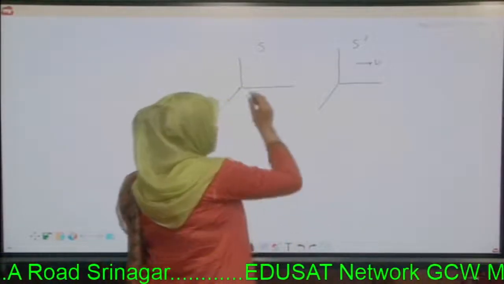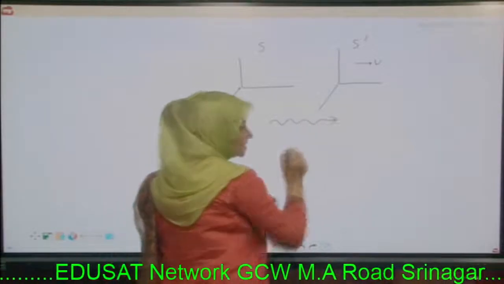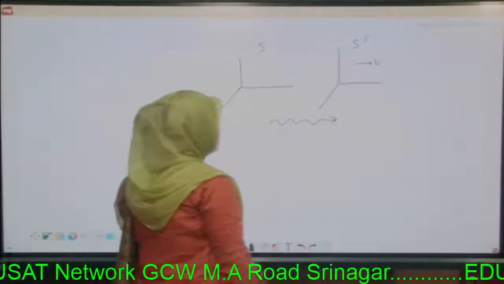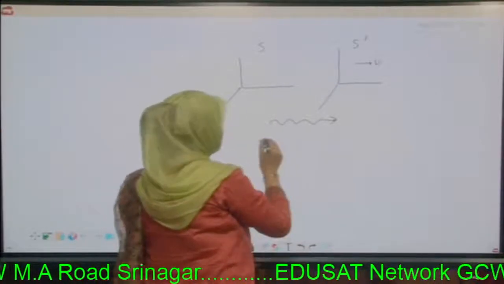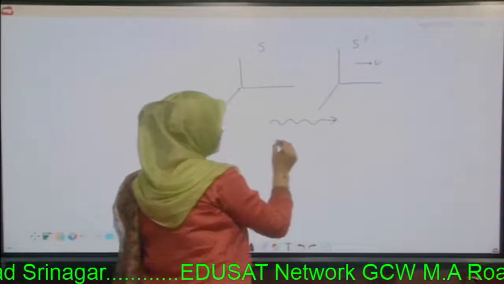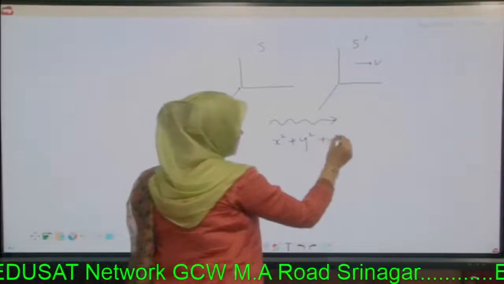So suppose the event that we describe is a light signal itself. We have chosen a light signal itself, right? So what should happen if we use the distance formula? So from one reference frame, it should be x square plus y square plus z square is equal to r square.